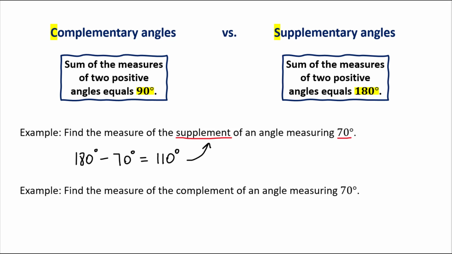Here we need to find the measure of the complement of an angle. So that's the key word. And if I'm doing it without any notes, then I'll remember that since it starts with C, which comes before S for supplement, then I have to go with 90 degrees. In other words, complementary angles add up to 90. Well, if one of them is 70, what's the other one? I'm going to take 90 degrees and subtract 70. I'll get 20 degrees. So a 20-degree angle and a 70-degree angle are complements.